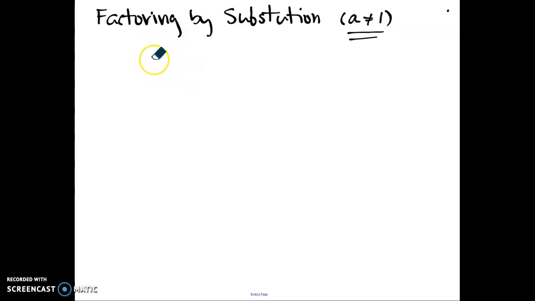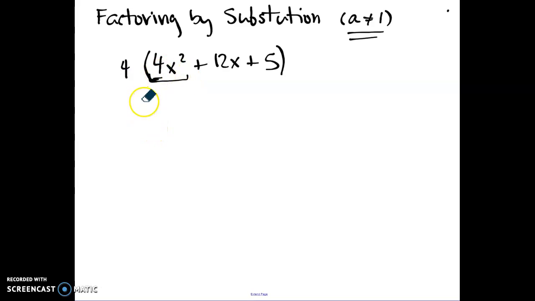So let's look at an example. If I have 4x squared plus 12x plus 5, I know strategies to do this, but substitution is just one more that we could use. So our trick is, if we want to rewrite it to look like a equals 1, I need this first term to be a perfect square, and it needs to reappear. So what I'm going to do is multiply this entire expression by 4, the coefficient of the first term.